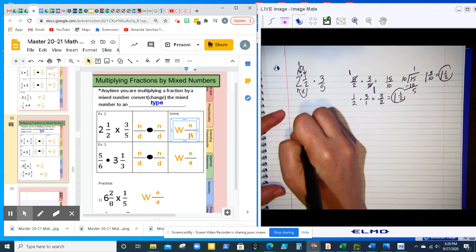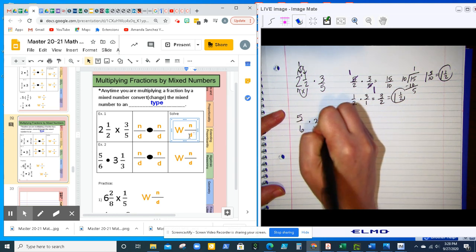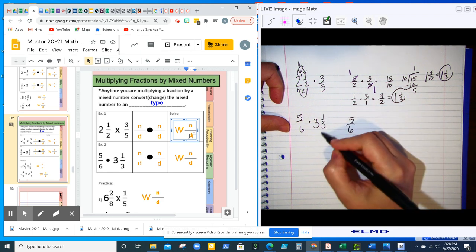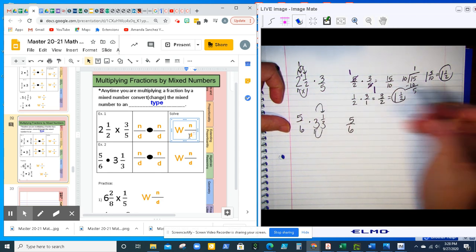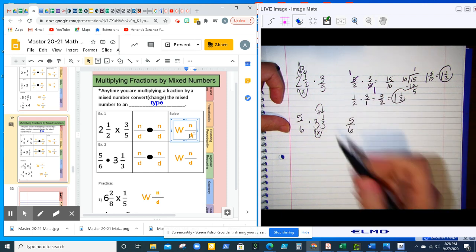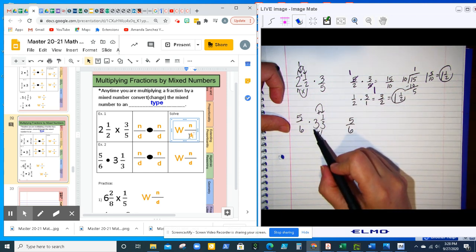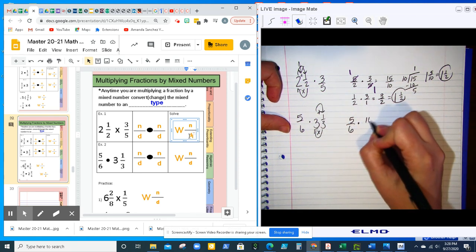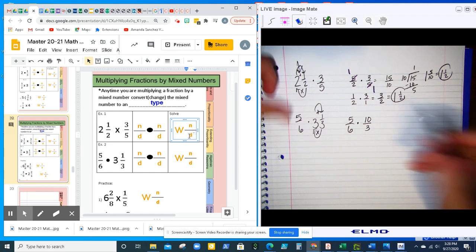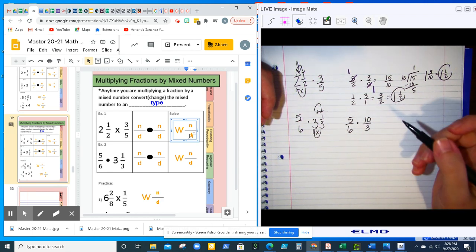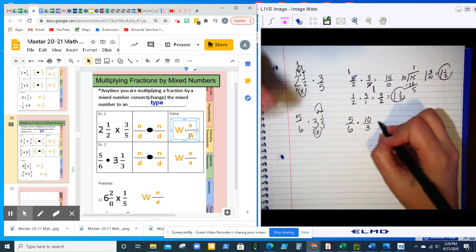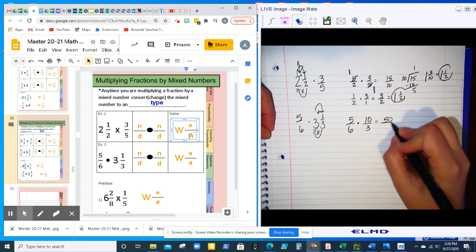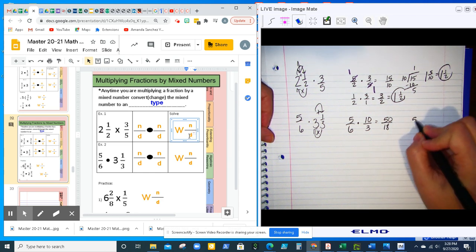Problem 2 is 5/6 times 3 and 1/3. The 5/6 stays the same. And then you multiply and then add. So 3 times 3 is 9. 9 plus 1 is 10 over 3. And you can look and see, do I have anything that I can cross cancel? There is something you can use, but I'm just going to multiply across for right now. So 10 times 5 is 50. 6 times 3 is 18. And then go into division.